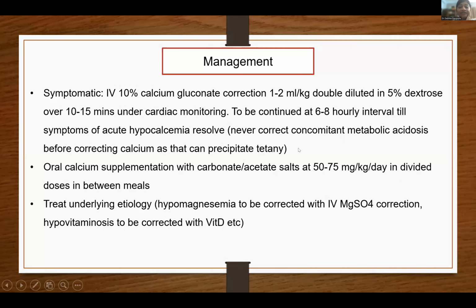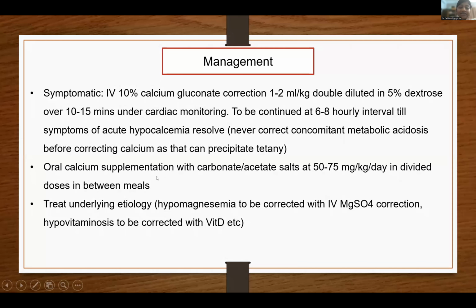Always keep in mind, if there is a concomitant metabolic acidosis present together with hypocalcemia, as seen in many children with CKD, do not correct the metabolic acidosis first, whatever be the serum bicarb level, because that can precipitate tetany. So always correct calcium and then you correct the metabolic acidosis.